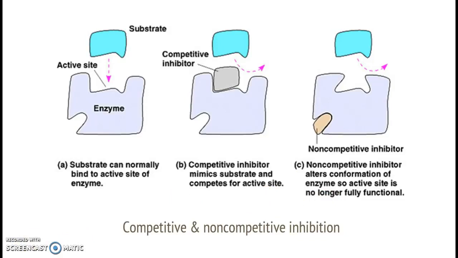In short, enzymes speed up reactions by lowering activation energy. They're specific for certain substrates and they can be impacted by temperature, pH, and inhibitors.